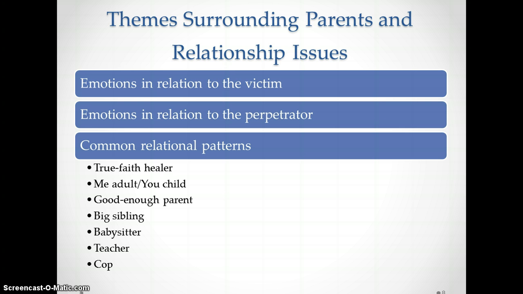Brems also included discussion of 6 relational patterns that were originally named by Paul Adams in 1982. These are the true faith healer, meaning I have the one and only answer to all of your problems. The me adult, you child pattern, meaning the child is automatically disadvantaged in the relationship because of their lesser status. The good enough parent countertransference, meaning that I will parent you since your parents haven't. The big sibling countertransference, meaning I will avoid any of the real issues and just provide guidance.